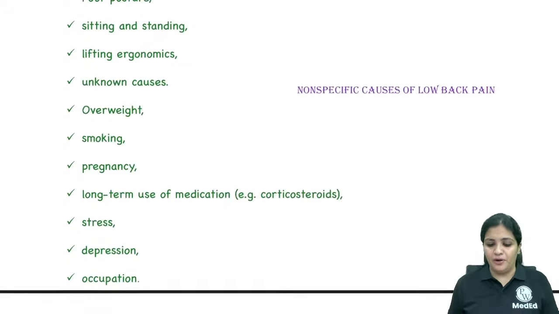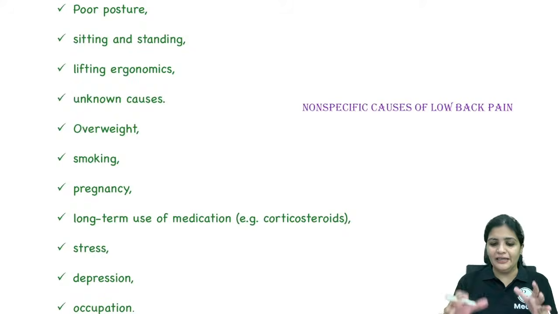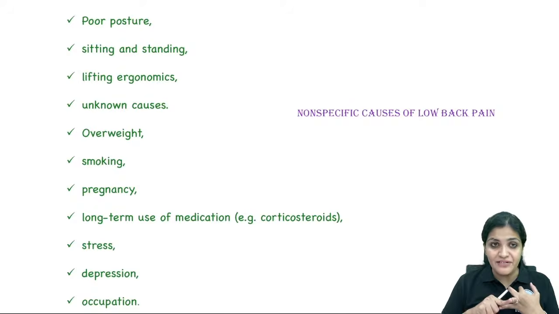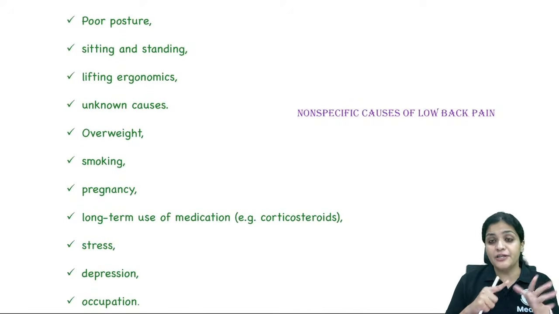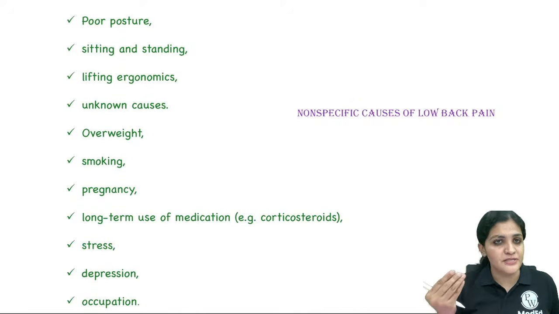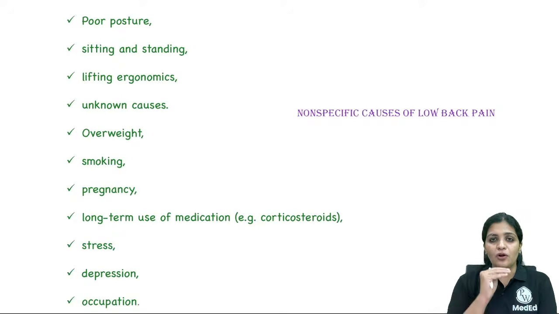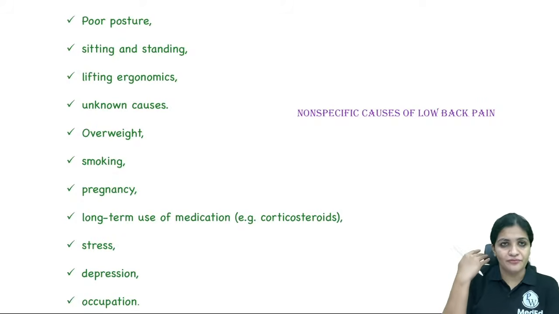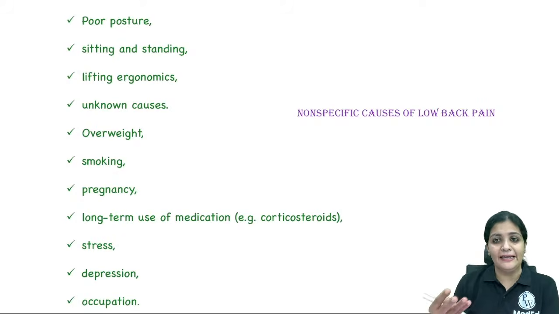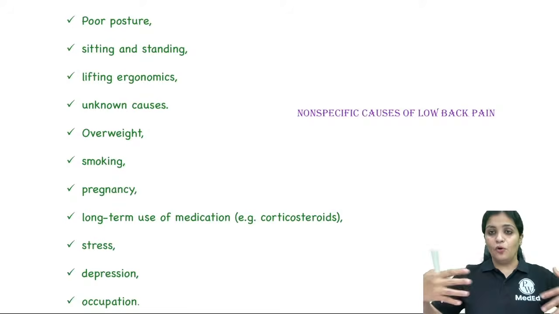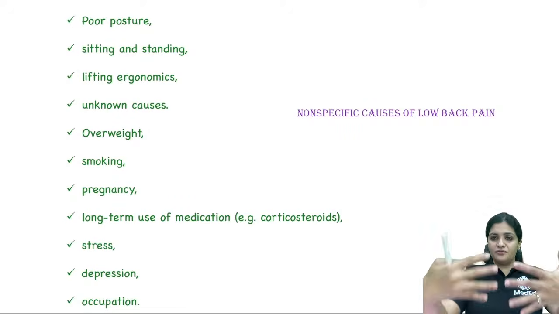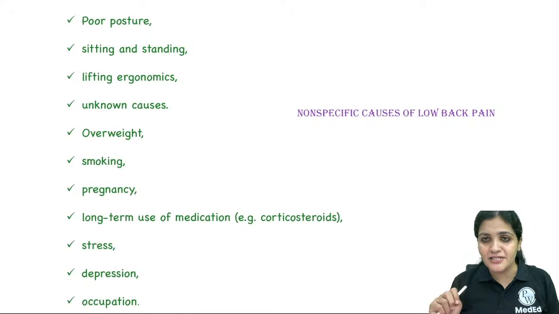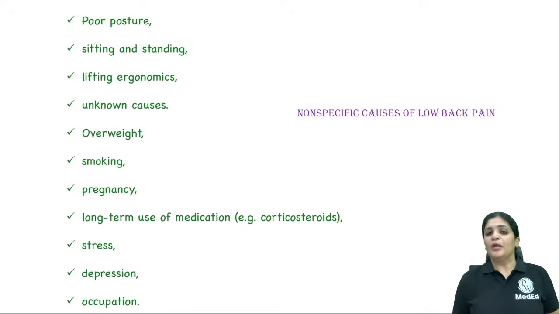And most important and usually neglected are postures, ergonomics as we have discussed, stress, depression, overweight, smoking, sometimes pregnancy. Okay, so these are all the non-specific causes of the low back pain. So you can have pain because of prolonged sitting, prolonged standing, overweight. So whenever there is an obese patient, the tummy goes front, right? The stomach moves front. So that is why the curvatures of the spine are disturbed. That is where they land up with the low back pain.